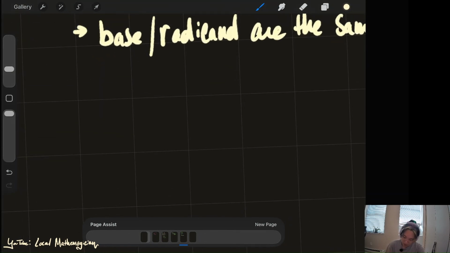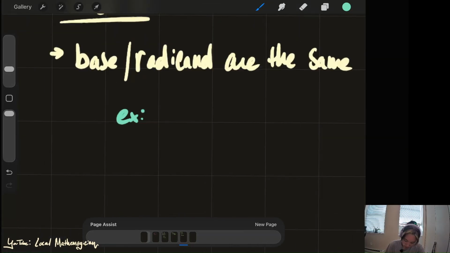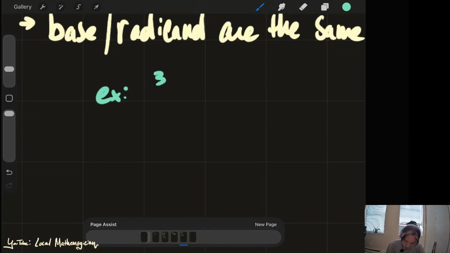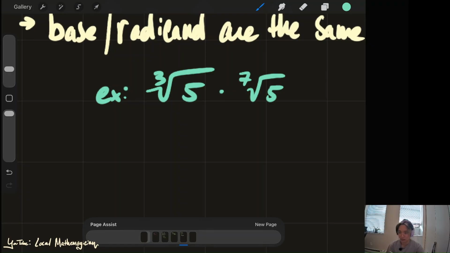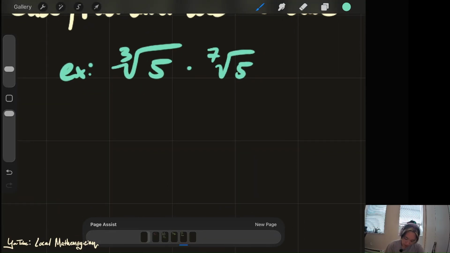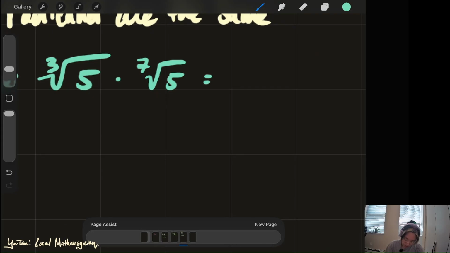If this is true, let's do an example. 3 root 5 times 7 root 5. Here's what you do. I personally always put this back into exponent form because it's easier to work with. This is going to be the same as 5 to the 1/3 times 5 to the 1/7.